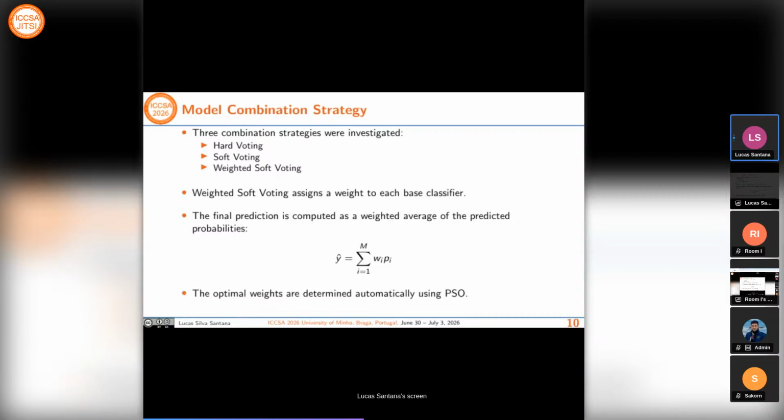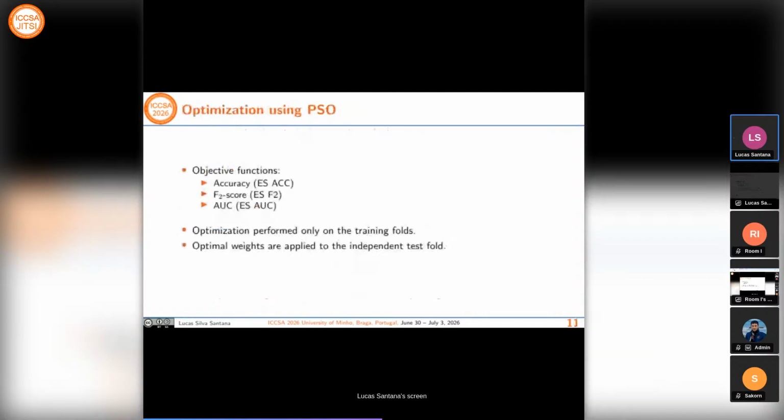The key idea is that these weights are not manually defined. Instead, they are automatically optimized using PSO, allowing the ensemble to better adapt to the chosen optimization objective. Depending on the objective of the application, the optimization can maximize accuracy, F2 score, or AUC. This flexibility allows the ensemble to be adapted to different evaluation criteria. It is important to note on this slide that the optimization is performed only in the training folds within the nested cross-validation framework. The optimized weights are then fixed and evaluated on the corresponding independent test fold. This ensures a fair and unbiased performance evaluation.